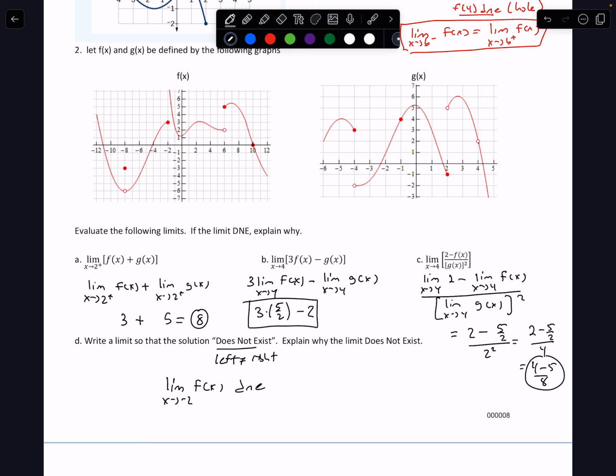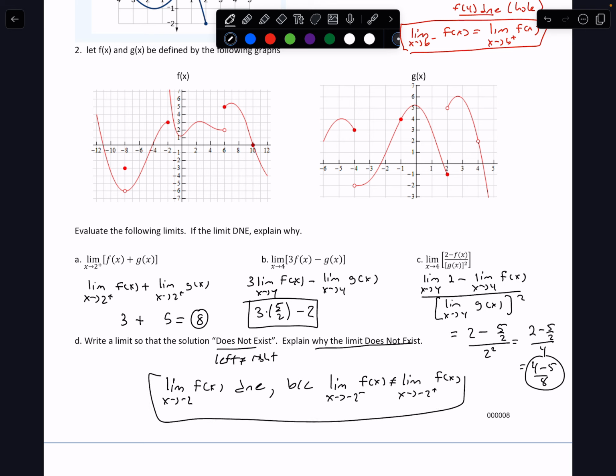does not exist. But they say explain why. So now normally when it doesn't work, you want to explain why. And that is because, we can get fancy, the limit as x approaches -2 from the left does not equal the limit as x approaches -2 from the right of our function. And that's it.